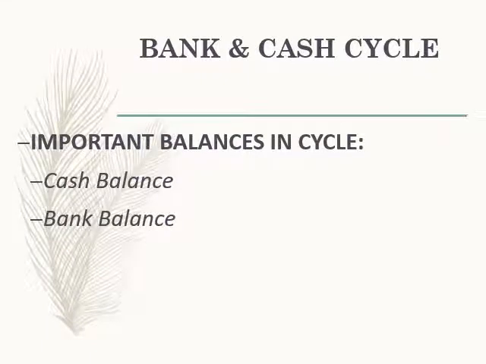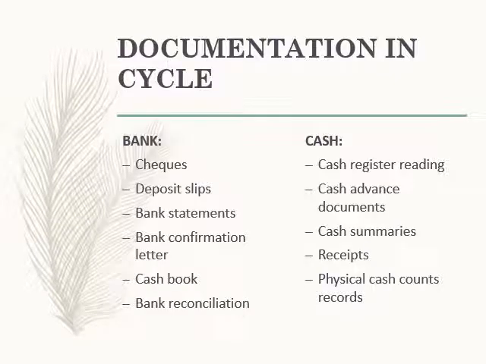The important balances in the cycle are the cash balance and the bank balance, both of which are current assets that form part of the cash and cash equivalents. Okay, but they are different because the bank balance is cash held at another location, i.e. at the financial institution, whereas the cash balances are held on the client's premises itself.